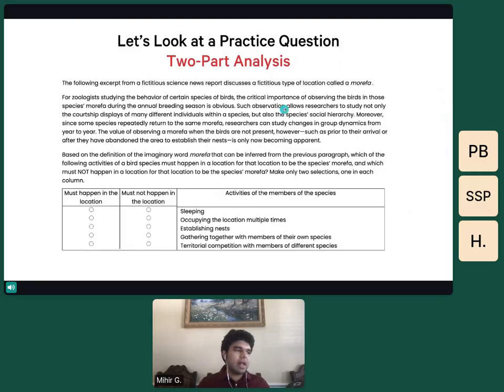You'll also have 2-part analysis where you'll have a passage, and then you'll be asked to make 2 selections, one for each column, based on the different answers. What I want to highlight here is that the data analytics section is a combination of both quantitative and qualitative reasoning. So this question, while it may seem that there's no math involved, there is data analysis involved. You're asked to understand the different pieces of information and then analyze them. And that's why this question will show up on the data analytics section.